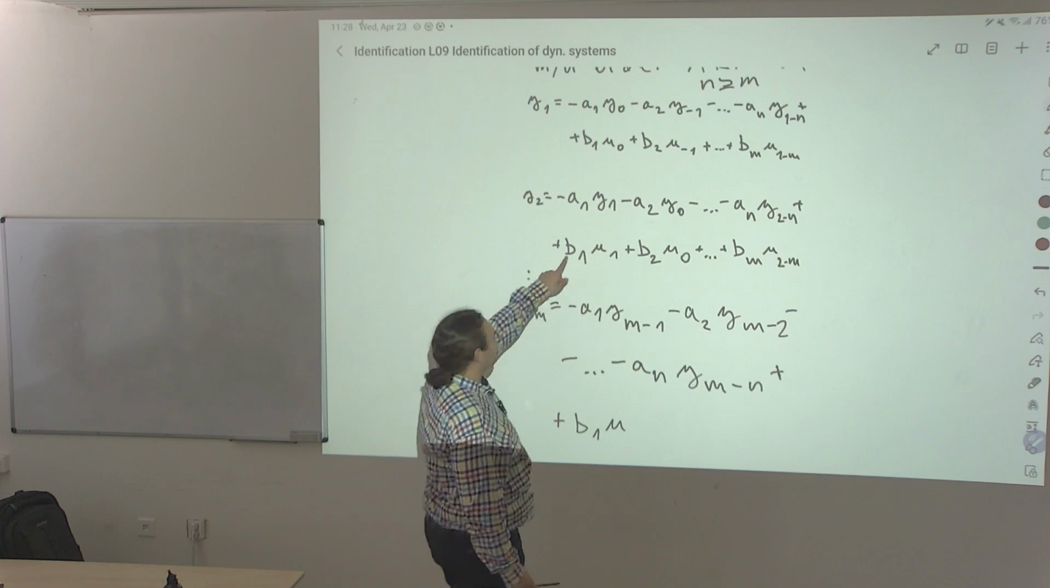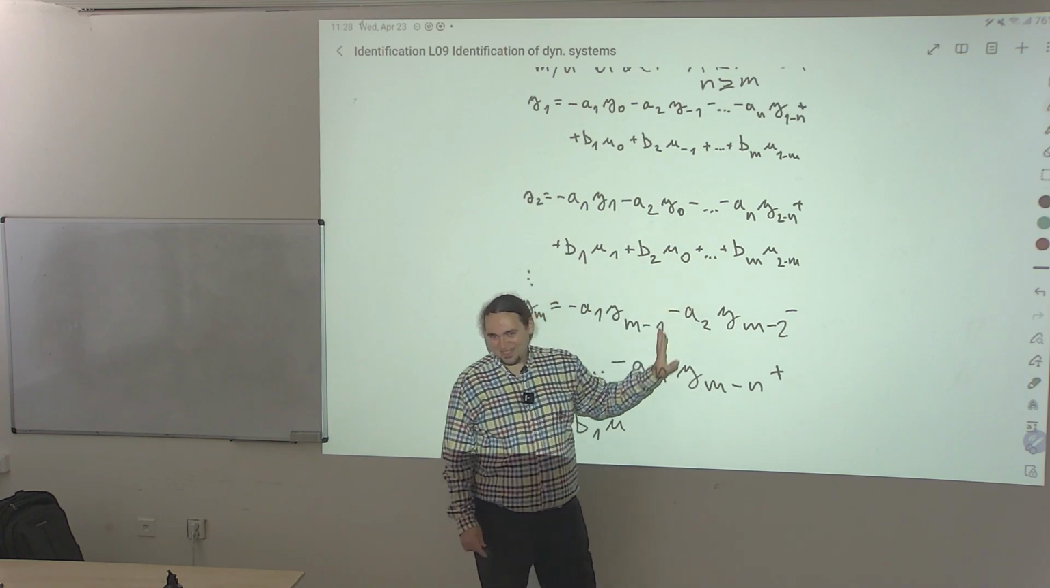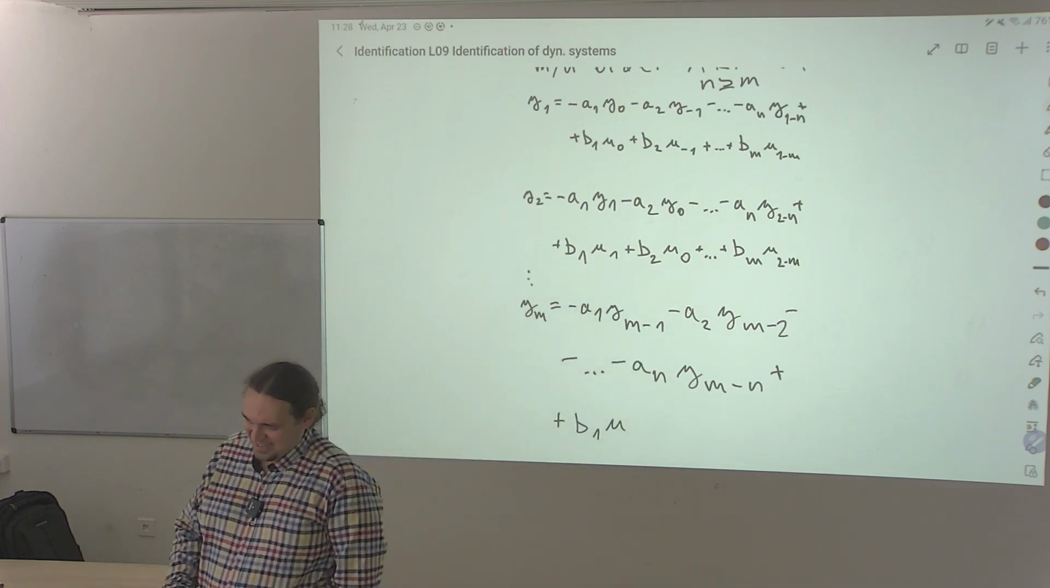Did you spot the pattern that the u will always take the same indices?